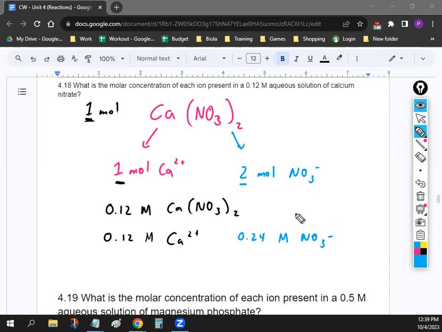And that makes sense because every time this compound breaks apart, it's going to break apart into 1 calcium and 2 nitrates. So if this is 0.12, that means you're going to have 0.12 of each of these, which combine for a total molar concentration of 0.24. Okay. Does that make sense? You're just basically looking at how the ion breaks apart.